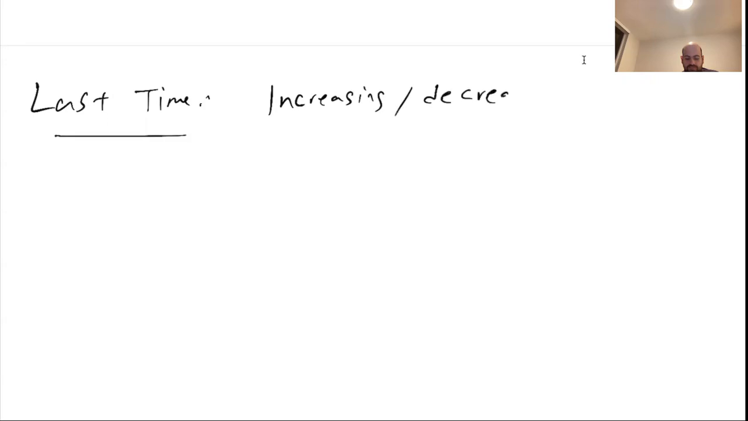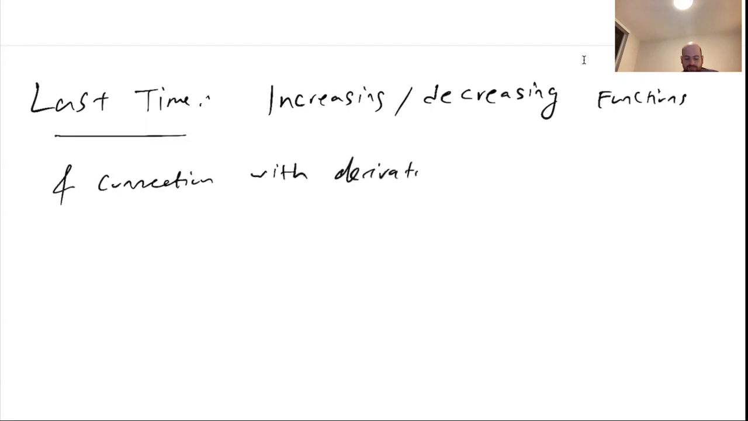Hello, everyone. So last time we looked at the concept of increasing, decreasing functions, and the connection with derivatives. So basically we saw that if the derivative of a function is positive on an interval, then the function is increasing on that interval. And if the derivative is negative on an interval, then the function is decreasing on that interval.